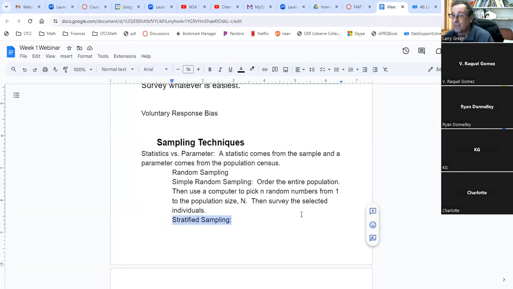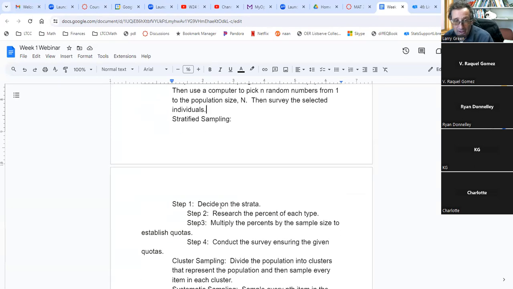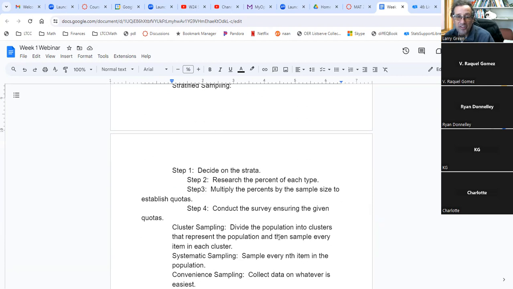Stratified sampling I talked about. That's when, again, you decide on the strata, you research the percent of each type, you multiply the percent by the sample size, and you conduct the survey, ensuring the given quotas. There is cluster sampling. That's when, again, you divide the population into clusters, like classes, for example, that represent the population, and then sample every item in each cluster.